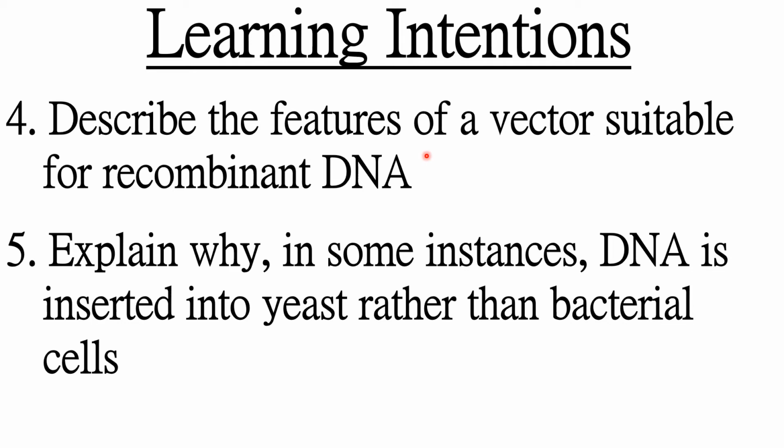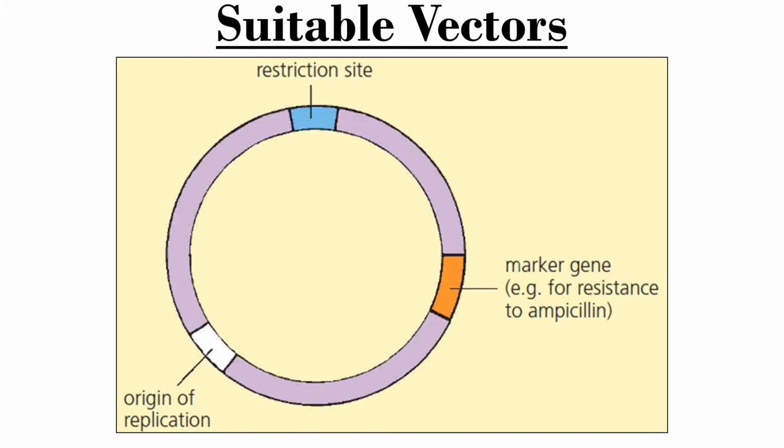So there's just a wee bit more detail we want to add in. Describe the features of a vector suitable for recombinant DNA. And number 5, explain why in some instances DNA is inserted into yeast rather than bacterial cells. So here is a plasmid, and in order for it to be suitable, you need to have various features. The first one we've already mentioned, and that is a restriction site. That is where the vector is cut open and where the gene is sealed in. You also need these two features as well: what's called an origin of replication and also a marker gene.